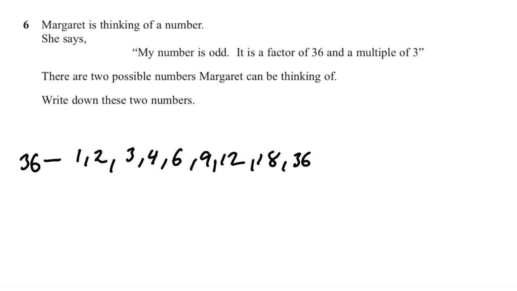Okay, so from the list, which two numbers are a multiple of 3 and are odd numbers? There's only two. These are 3 and 9. The two possible numbers are 3 and 9. And that's your final answer.